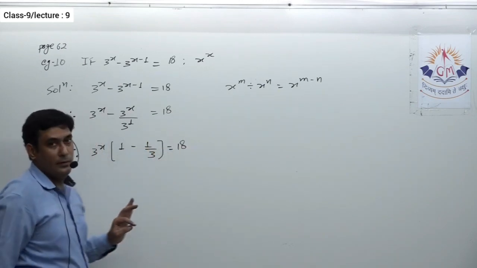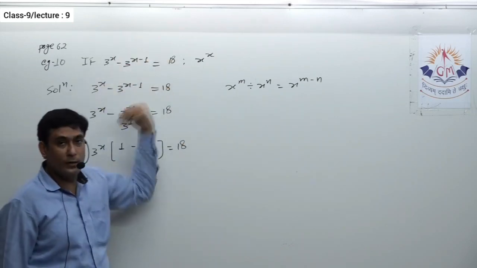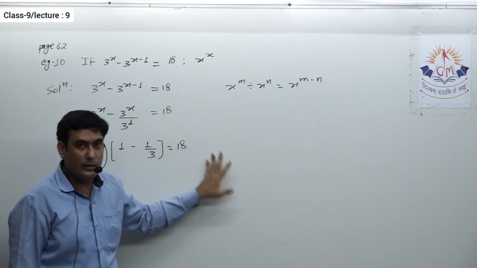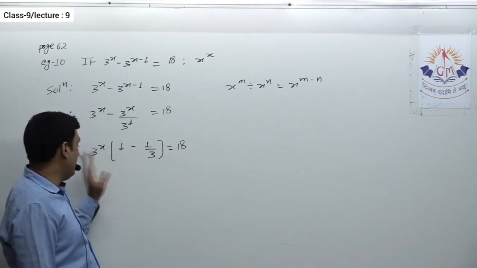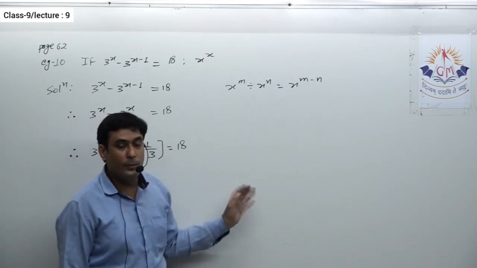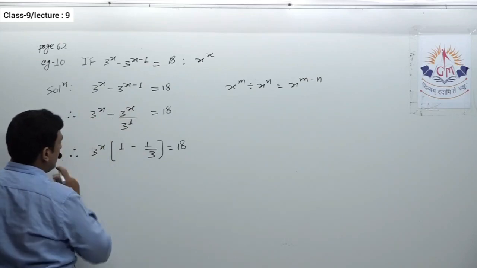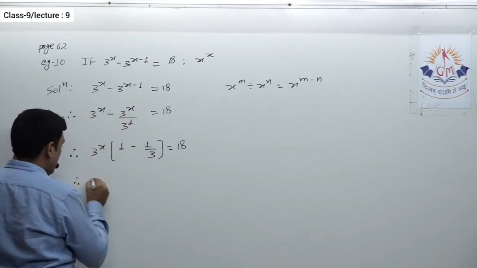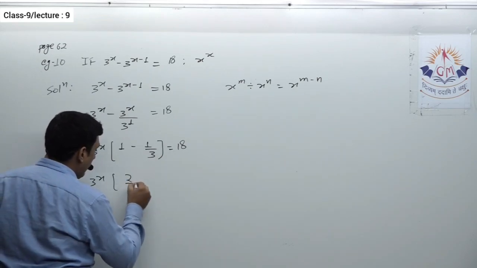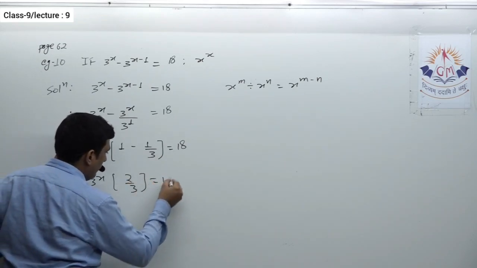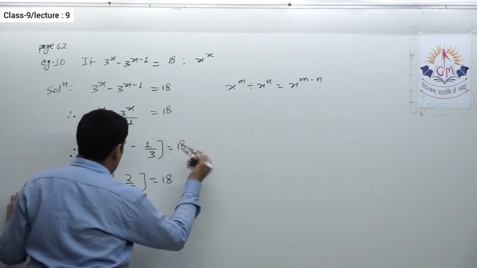18. Okay, as I told you, I have to convert both the sides in such a way that bases are same, and that is possible if and only if I have the terms containing x on one side and all the numeric values on the other side. And to do so, I have to take 3 raised to x common. So this gives you 3 raised to x, and here 3 minus 1, that is 2 by 3, is equal to 18. Okay, now I can take this 3 and 2 on that side.